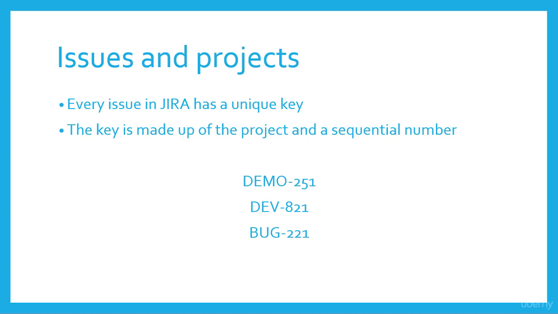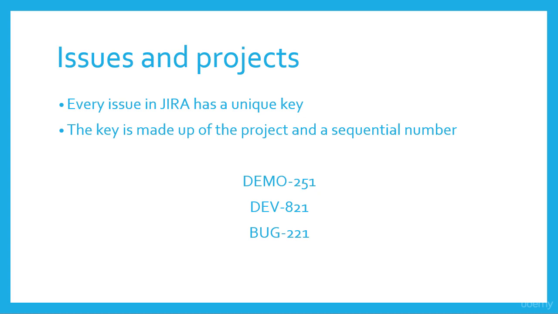And so I really want to start wrapping your head around this. This would be how issues and projects work together. So Demo 251. What that means is there's a project called demo, and then there's a sequential number. So that's the 251st issue created in the demo project.